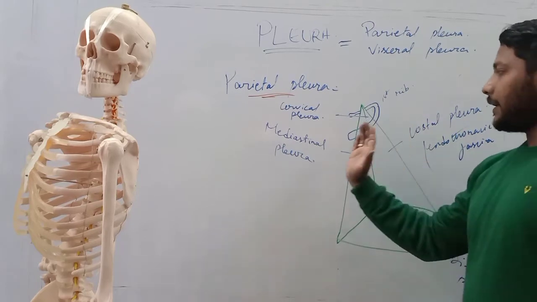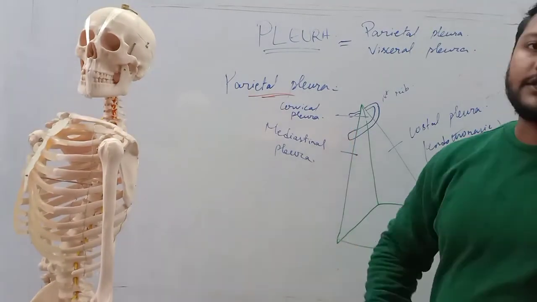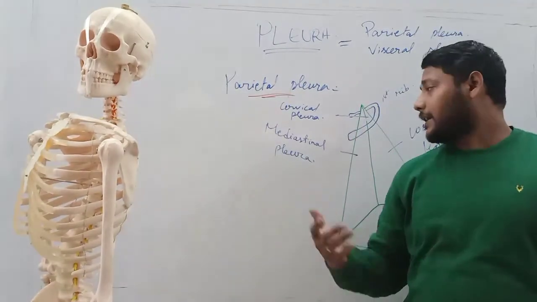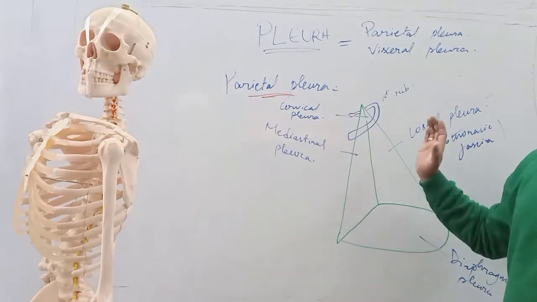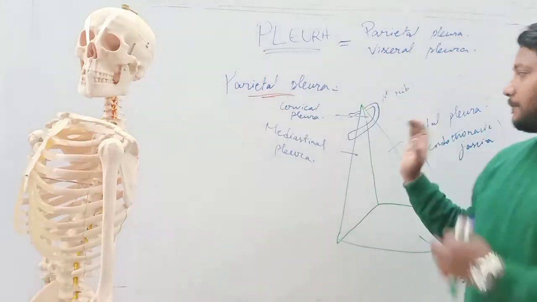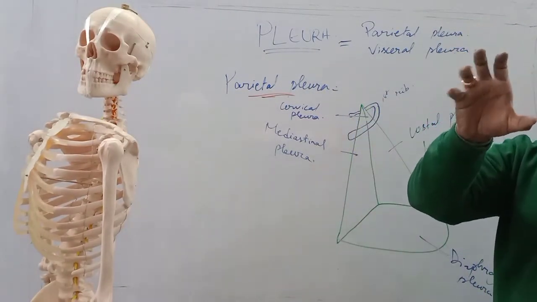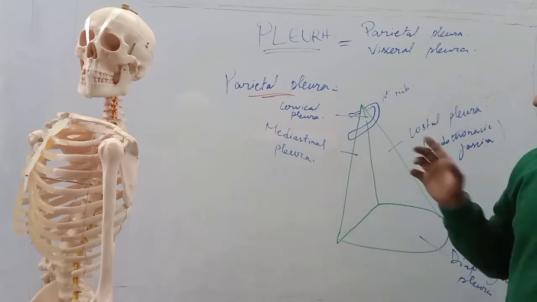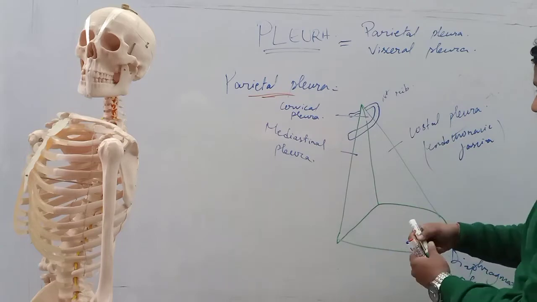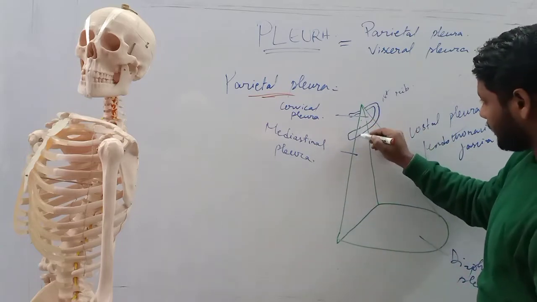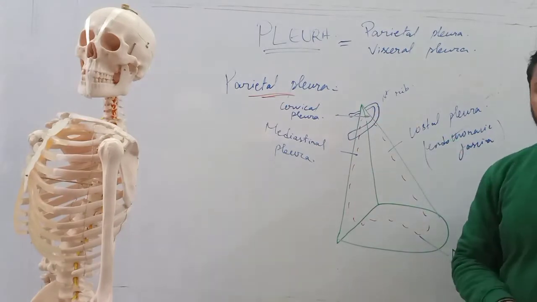Clear? Okay. Next, we have the mediastinum pleura. As the name suggests, this mediastinum pleura is towards the mediastinum, more towards the middle part. But since this is also parietal pleura, when it comes towards the root of the lungs or the hilum of the lungs, see, this is the parietal pleura, which means the lungs is inside this.